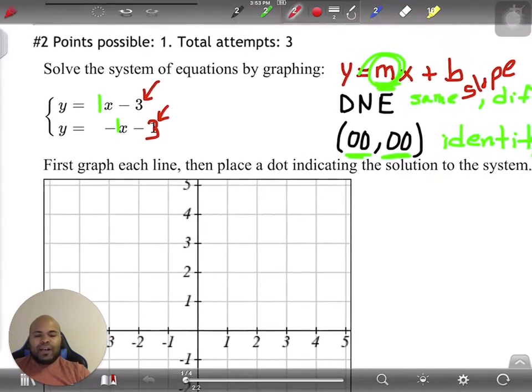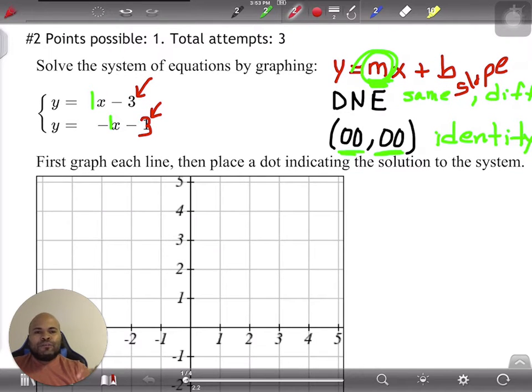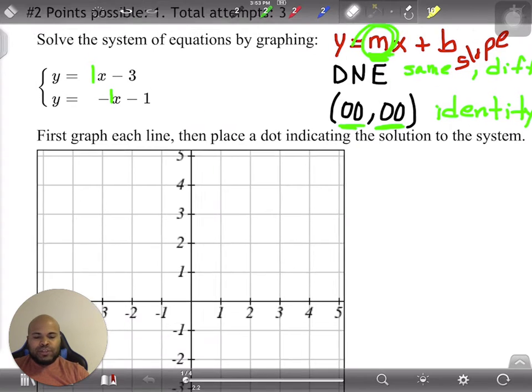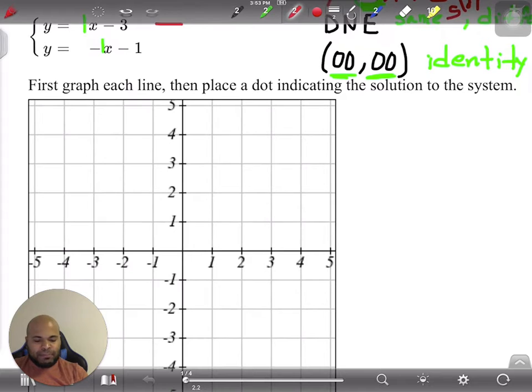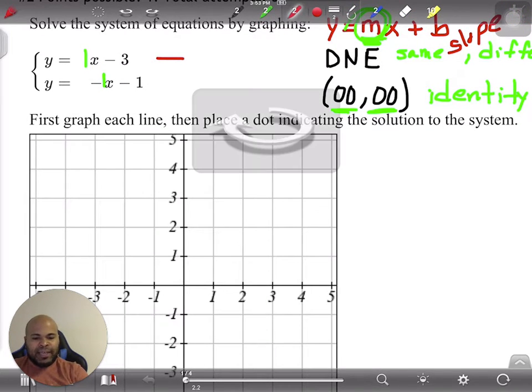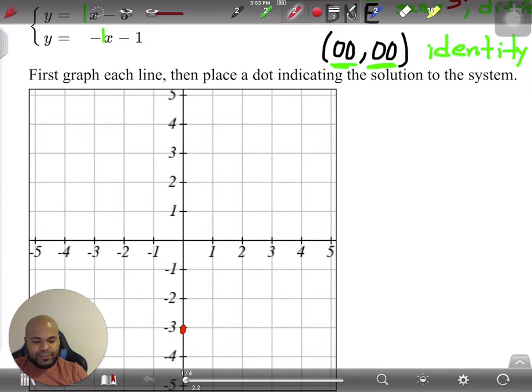All right. So with that being said, in any of those two cases, you don't need to graph. This one we need to graph because the slope is not the same. So slopes are different. One is +1, the other one is -1. So let's graph it. The first thing that I plot is the y-intercept. I'm gonna draw the first line in red. So I'm gonna go to -3 and I'm gonna place a point. And then I use my slope, which is 1.